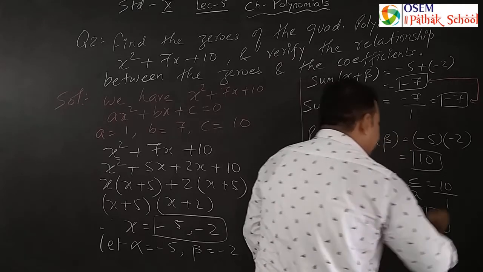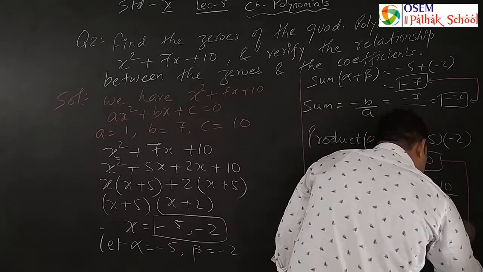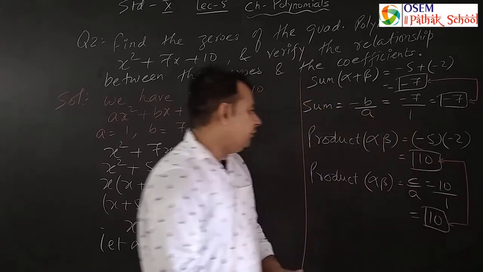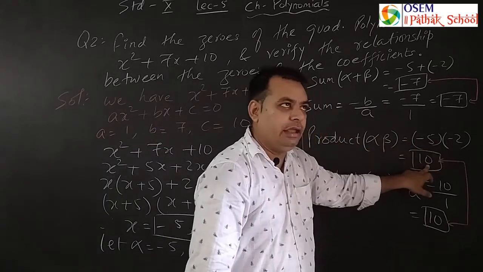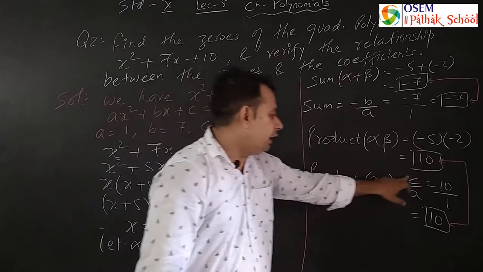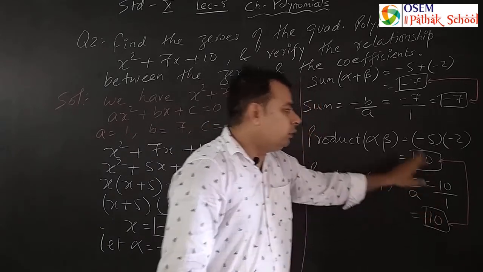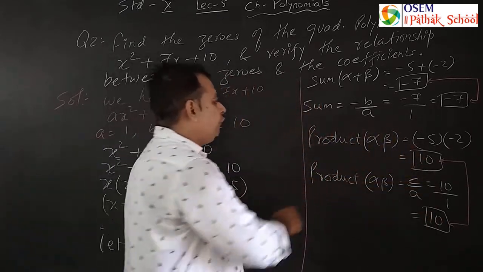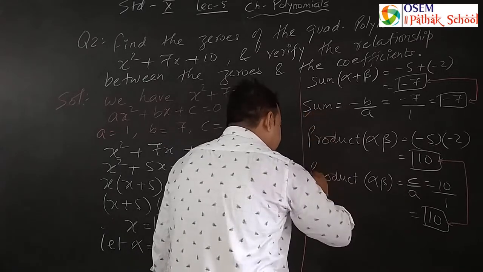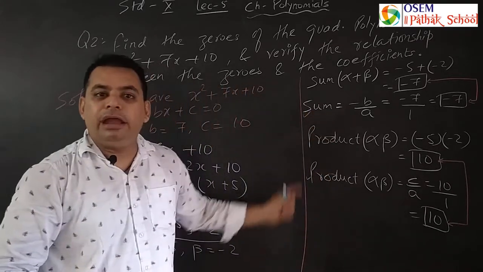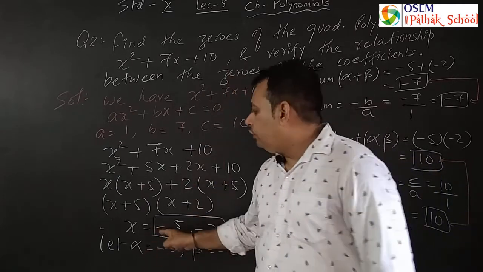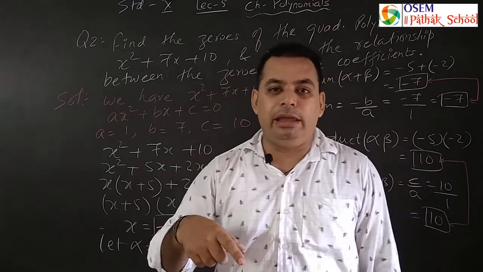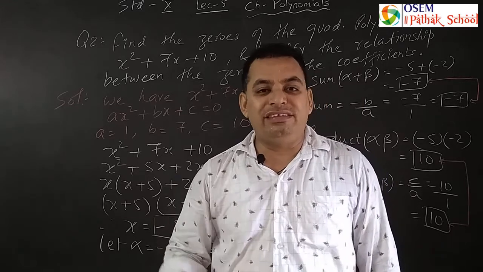Now we can compare again. When we compare, we are getting the same answer. If we multiply the zeros, we get 10. When we apply the formula, we get c upon a, that is 10. So it is verified. This is the verification part. We have verified that after applying the zeros and the formulas, minus b by a and c by a, we are getting the same answer.